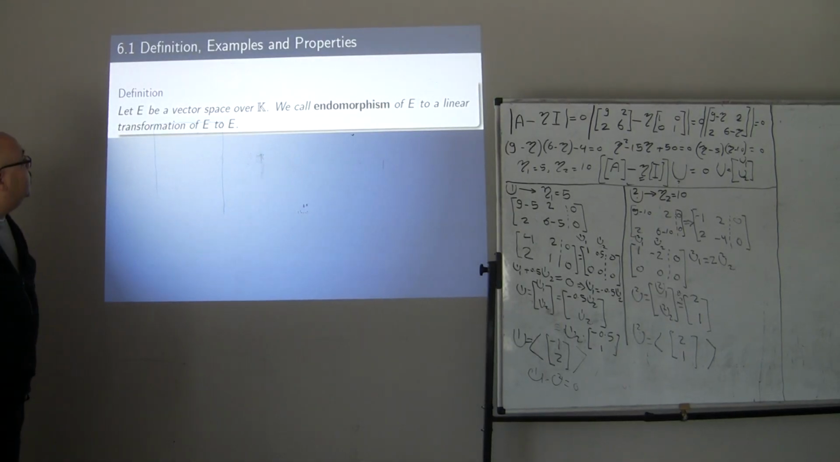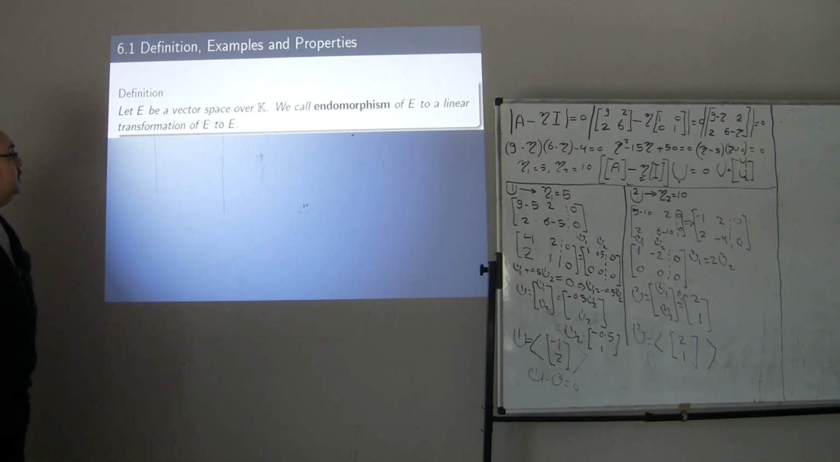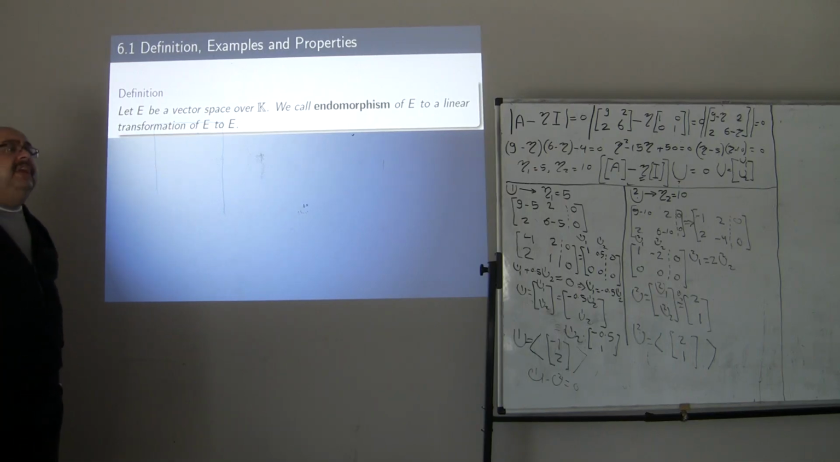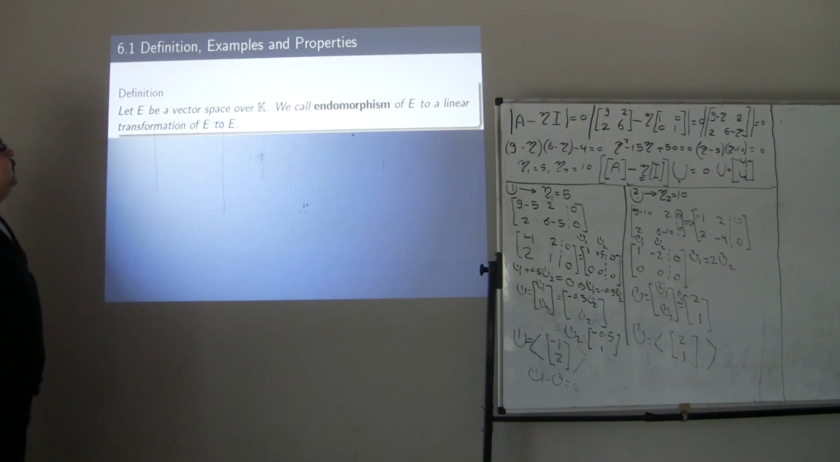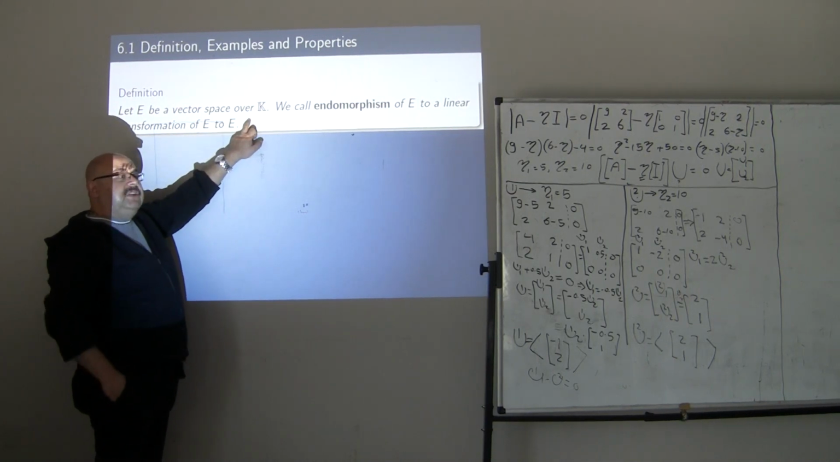Okay, once more, let's go through the definition. This is chapter 1. He started with a definition of endomorphism. What's the endomorphism? Let's define it. Okay, let E be a vector space over K. What's K?